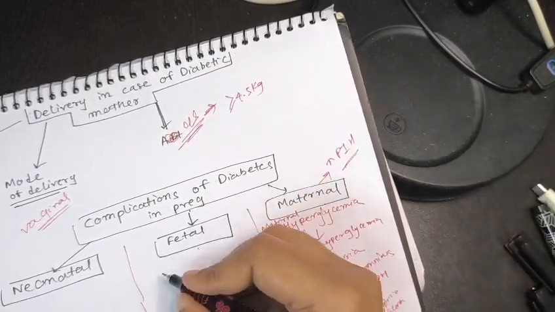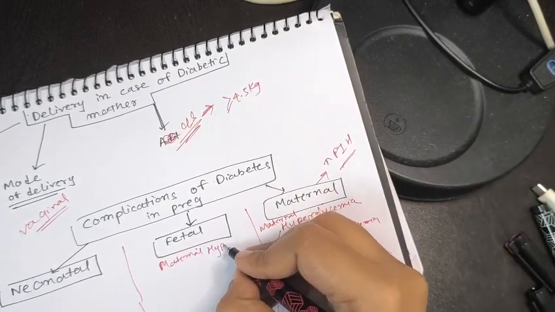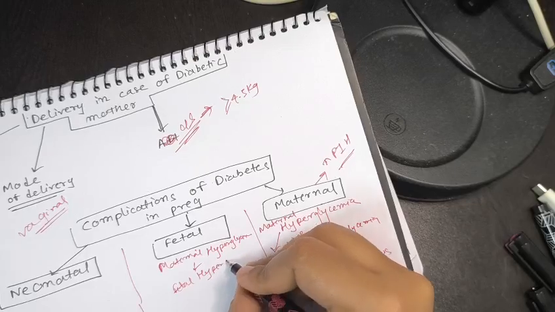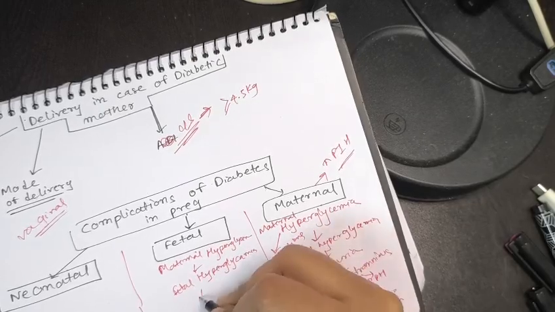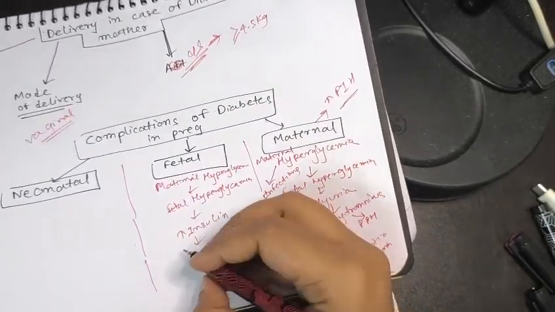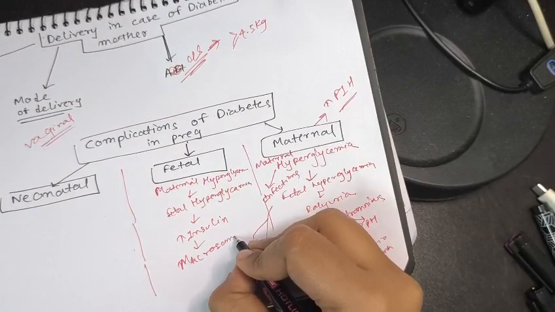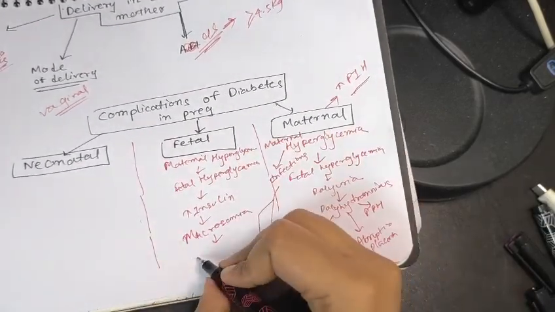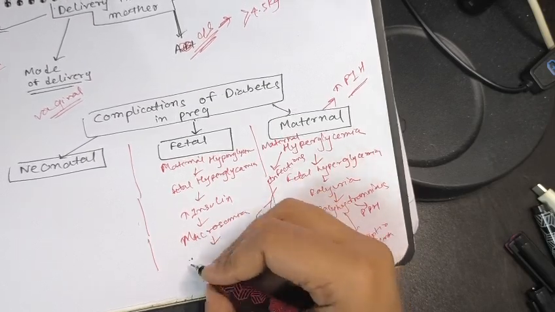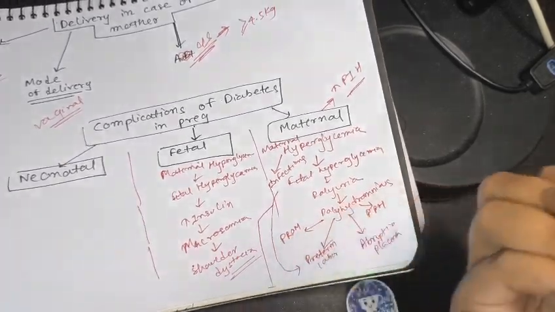Now come to the fetal complication. What will we have? If there is maternal hyperglycemia, what will the fetus produce? To combat that, the fetus will produce more insulin. Insulin is responsible for what? Growth of the fetus. So when the growth of the fetus increases, the condition is termed macrosomia. Along with macrosomia, there will be deposition of fat around the shoulder as well, and the condition, which I discussed in the previous video also, is called shoulder dystocia. So again there will be a problem in delivering the baby.